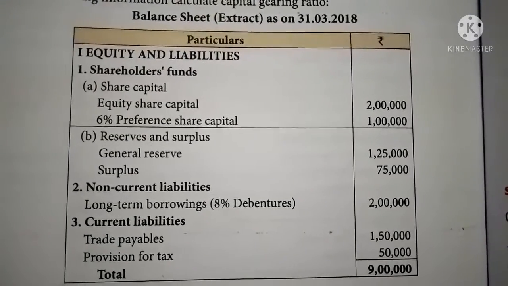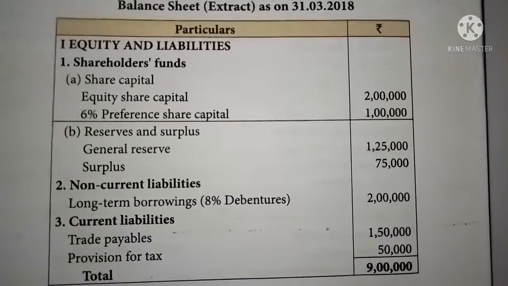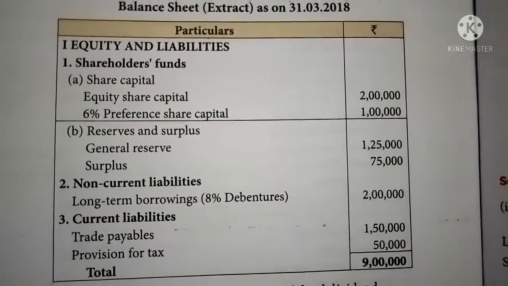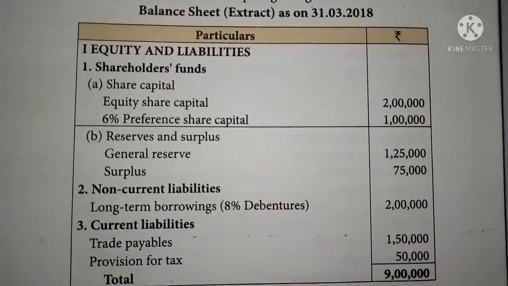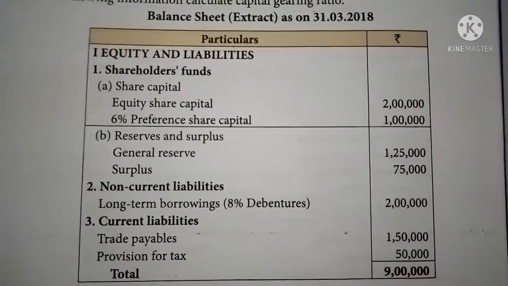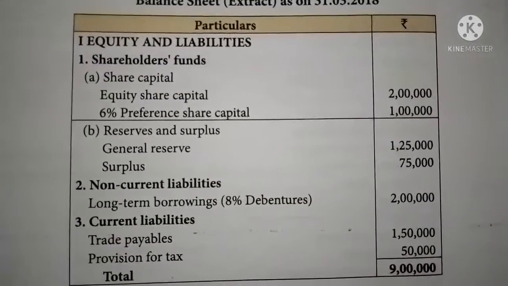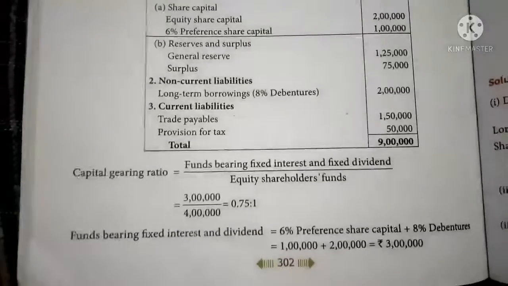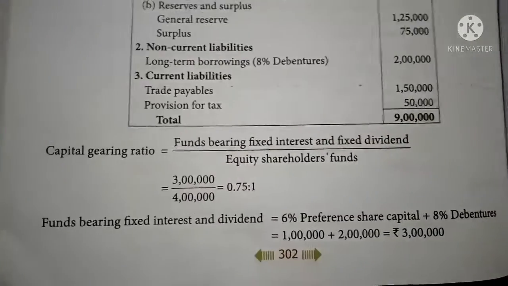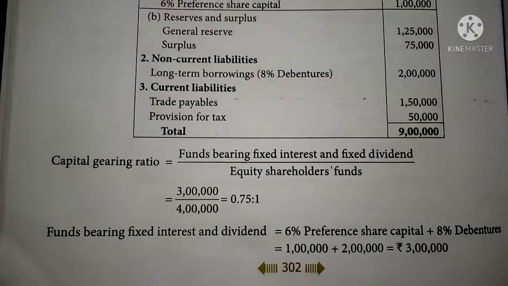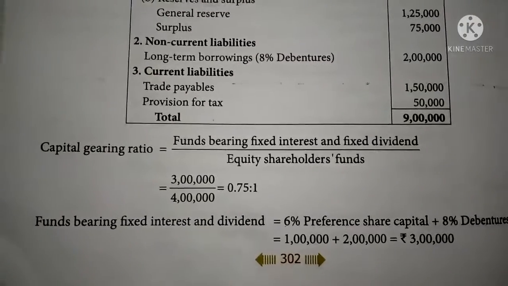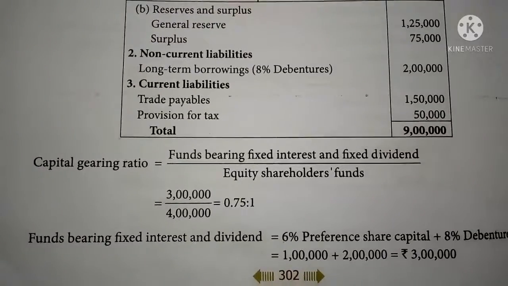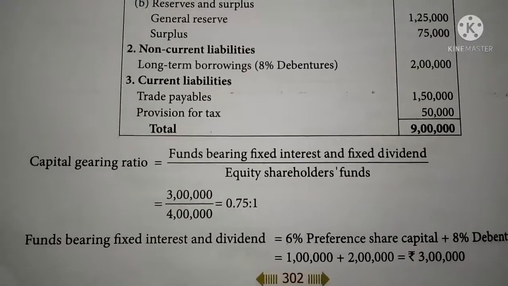And then equity shareholders fund means equity share capital plus general reserve plus surplus. Equity share capital 2 lakh, general reserve 1 lakh 25,000 and surplus is 75,000. So totally 4 lakh. First you should make a working note to find out the fixed interest bearing funds and equity shareholders fund. For the fixed interest bearing funds, we take 6% preference share capital and 8% debenture. Adding these two amounts, the total funds bearing fixed interest and dividend is 3 lakhs: 1 lakh plus 2 lakh, 3 lakh.